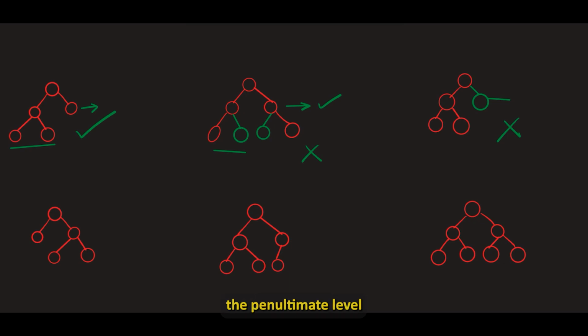In this tree, the penultimate level is completely filled while the last level is not filled from left to right since we do not have these nodes. So this is not a complete binary tree. In this tree, the penultimate level is completely filled and the last level also is filled from left to right. So this is a complete binary tree.